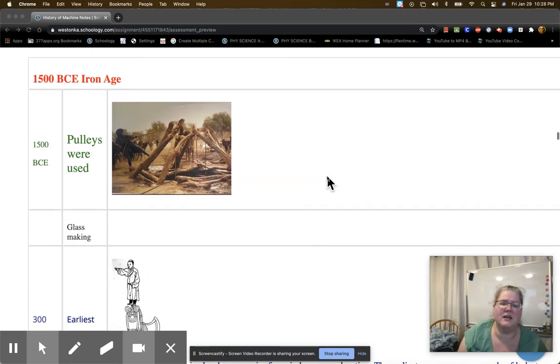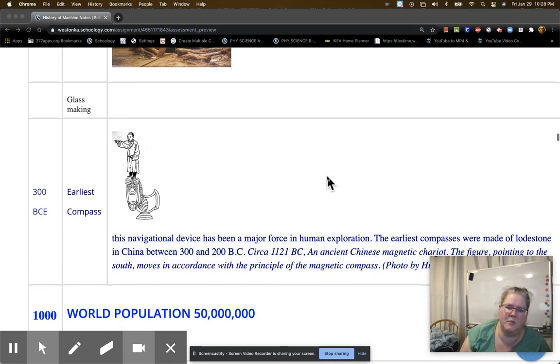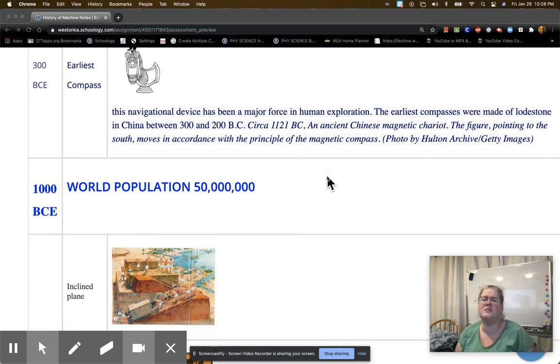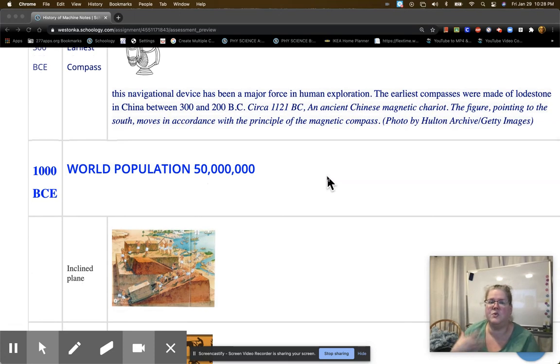Now we're getting into the Iron Age, so now we've discovered another thing, iron, and how to move it. And pulleys were first used 1500 BCE, glassmaking and bigger thing. Earliest compass 300 BCE. By 1000 BCE, we have gone up to 50 million in population. So as you get more agriculture, you can support more humans. They can live longer. They can have healthier lives. Maybe they were living till 35.